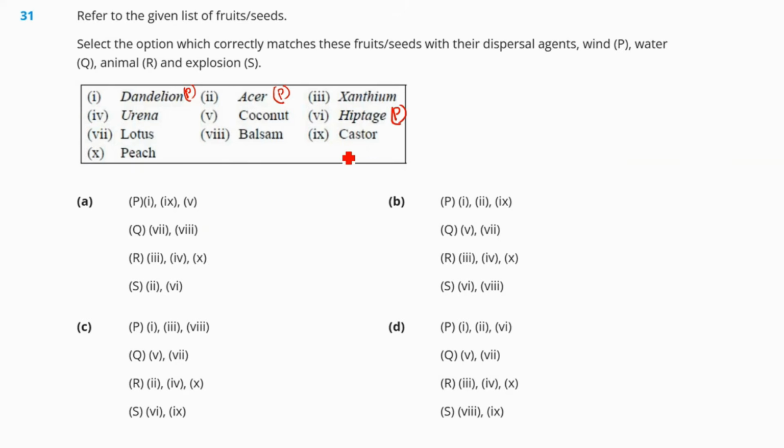Next is water. Water is Q. Q is coconut and Q is lotus. R is animal. So animal can be xanthium, I'll just write R here. Animal can be urena, I'll write R here. And animal can be balsam, no, castor, no, peach, yes. It can be R. And last is explosion. Explosion is balsam, I'll just write S here, and it can be castor. Yes. So our correct answer is option number D.